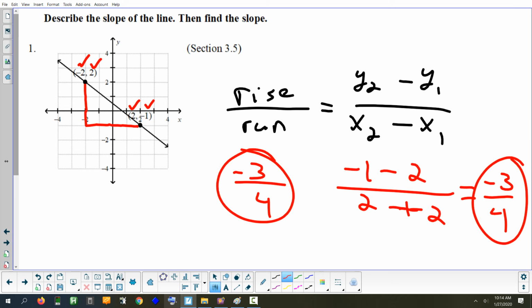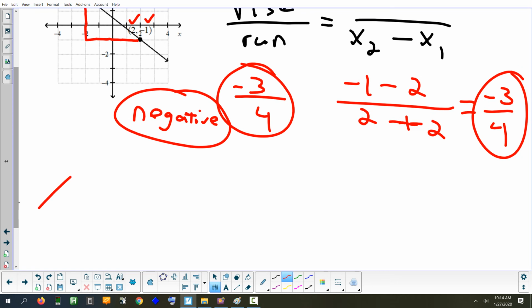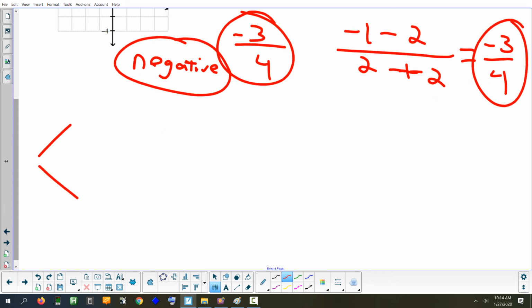Describe it. What kind of slope is that? Negative, right? Negative 3 over 4. So negative. When you're asked to describe a slope, there's 4 different slopes you might have to describe. There's positive, which looks like that. There's negative, which looks like that. There's a slope of 0, which is perfectly flat. And what do you call the one that's vertical? Undefined, yes.